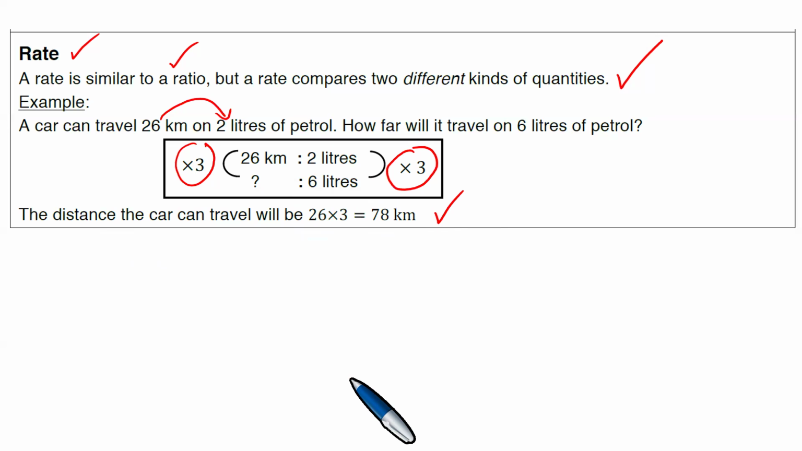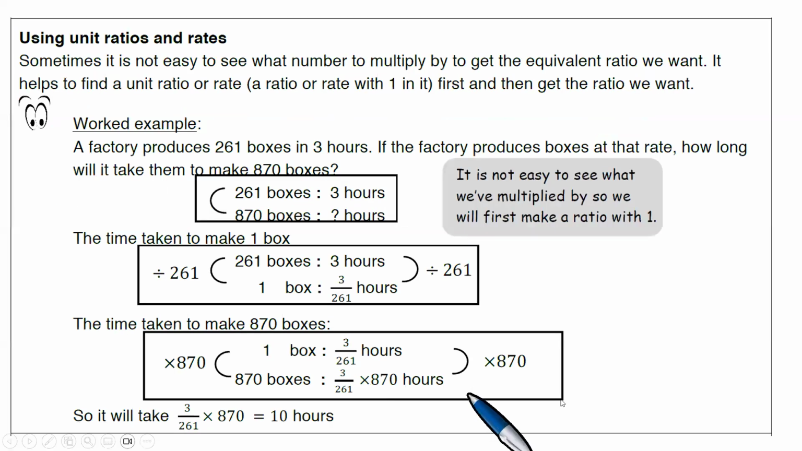We're good. Okay, we continue discussing rates. Let us discuss the notion of using unit ratios and rates. Sometimes it is not easy to see what number to multiply by to get the equivalent ratio we want. It helps to find a unit ratio or rate, a ratio or rate with one in it first, and then get the ratio we want.